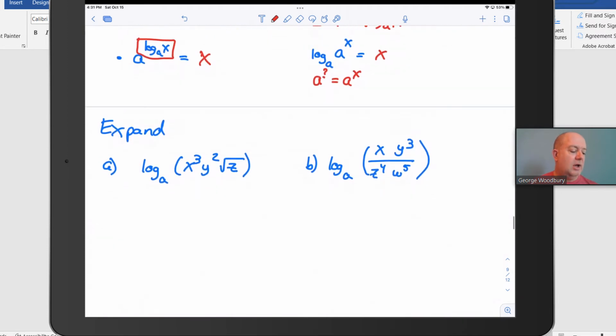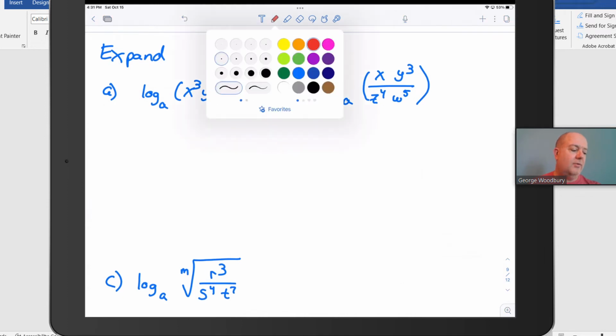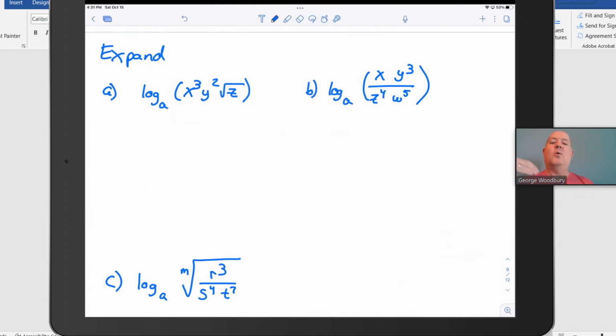All right. There are three types of homework problems that typically come from this. One is where we try to expand a single logarithm into multiple logarithms, each of a single factor argument. So the first one, we've got log base a of x cubed, y squared, square root of z. The product property allows us to rewrite this as log base a of x cubed plus log base a of y squared plus log base a of the square root of z.